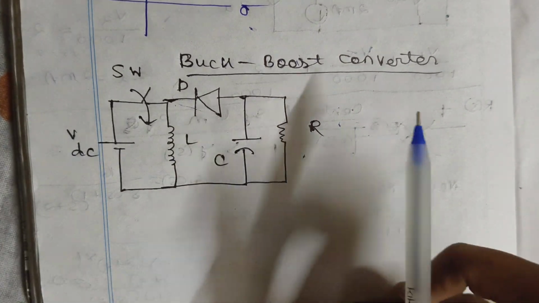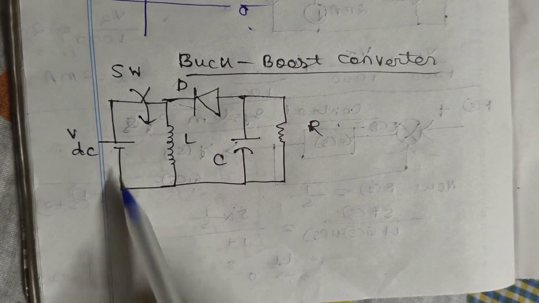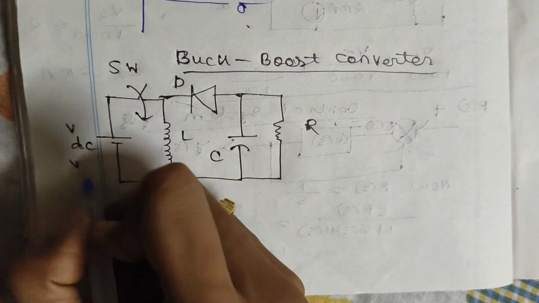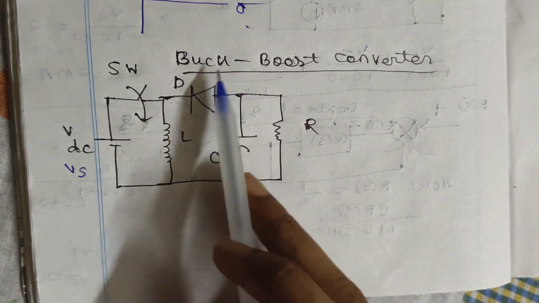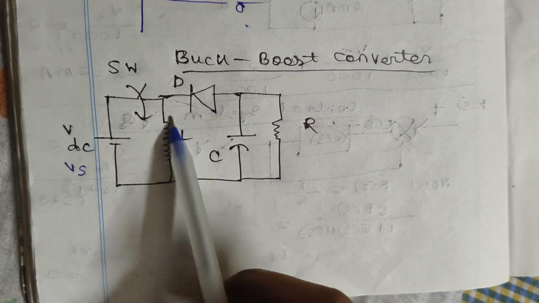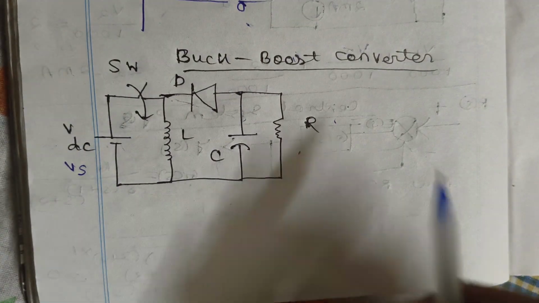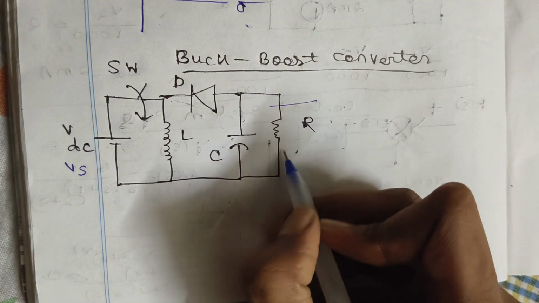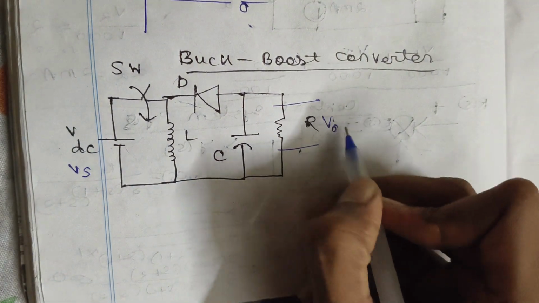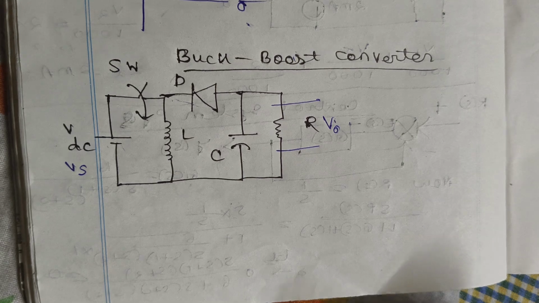This is the circuit diagram, a simple circuit diagram. You can see VDC, that means the DC source. We also write it as VS, the source voltage. Here the switch is connected, and the inductor is connected over here, as you can see, and a normal PN junction diode D is connected. Then a capacitor and a resistor are connected, and across the resistor the output voltage is taken. So we will see the operation.